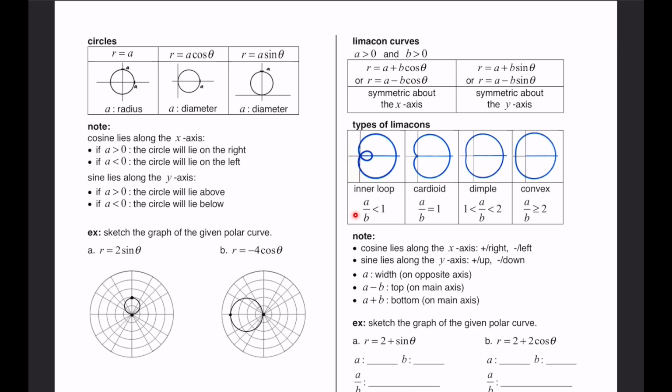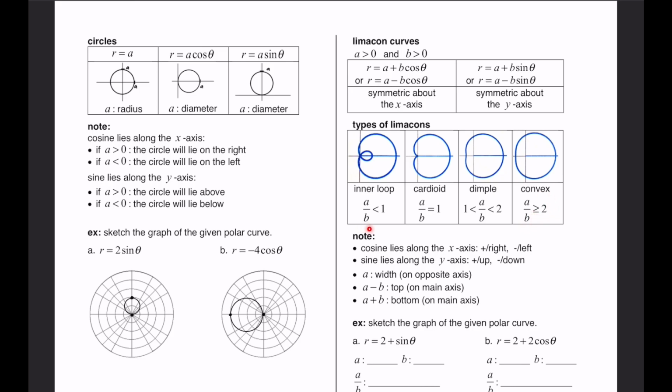When you find a and b, you put them into a ratio and you check the ratio. If the ratio is less than 1, then it's going to be an inner loop. If the ratio a over b is equal to 1, it will be a cardioid. If a over b is between 1 and 2, it will be a dimple. And if a over b is greater than or equal to 2, it will be convex.